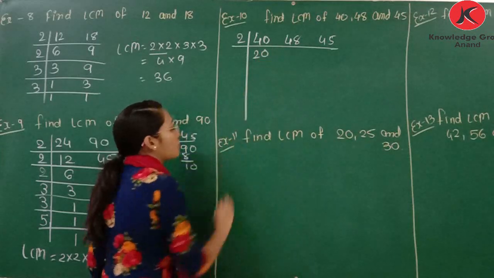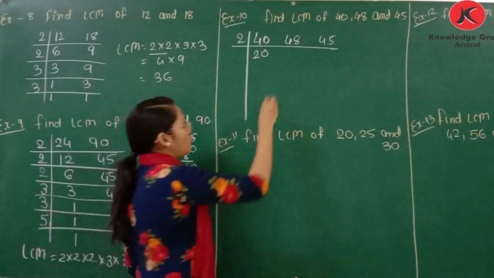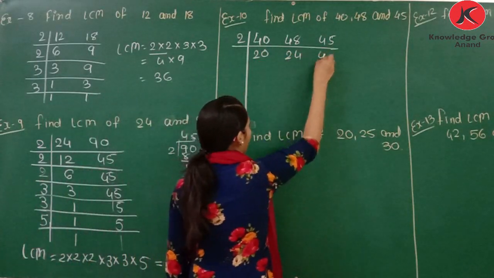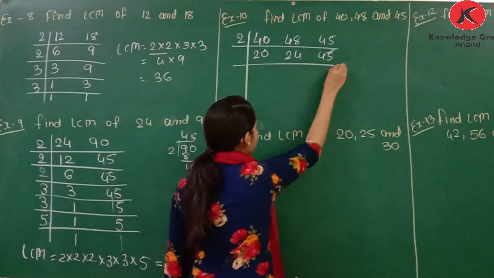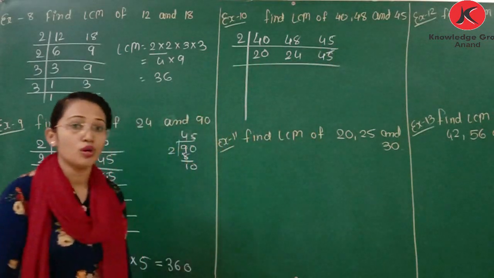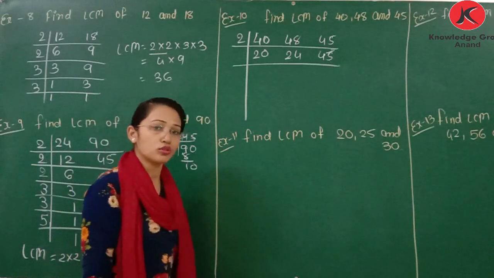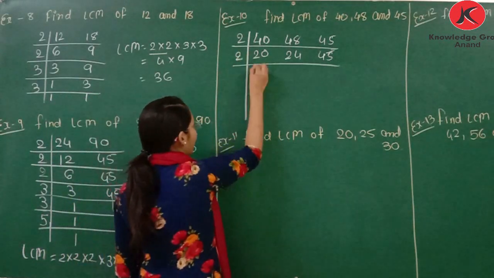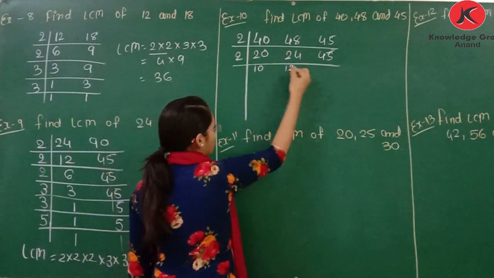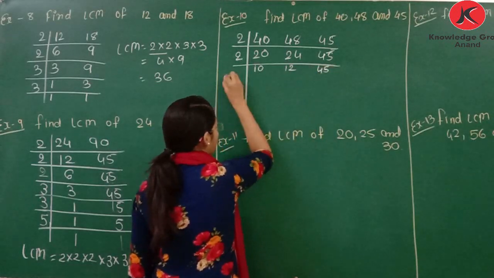20 2s are 40, 24 2s are 48, 45 as it is. Now again, is there any number that is divisible by 2? Yes, 20 and 24 both are divisible by 2. So you need to start with 10s are 20, 12 2s are 24, 45 as it is.